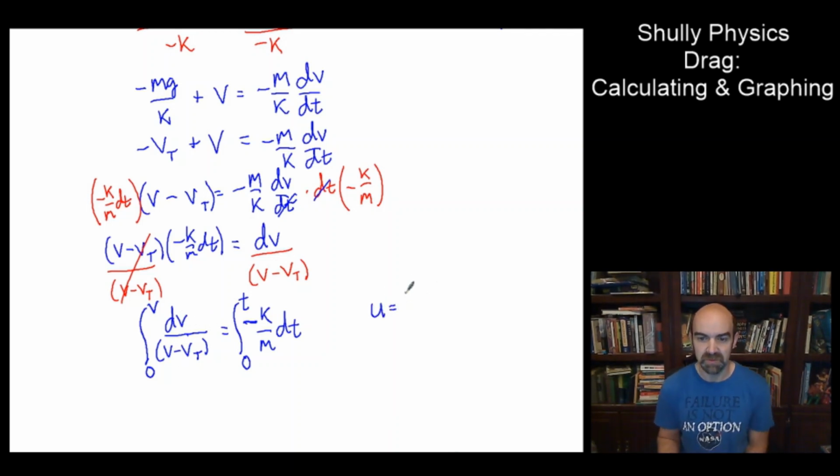Okay, but we are going to apply a substitution rule. So we substitute u equals v minus terminal velocity. This is our u substitution, and we're also going to need to know what dv is equal to. So if u is equal to that, we take the derivative of this expression on this side is du, and the derivative of v is dv, and the derivative of a constant is 0. There's no change in a constant. So it's just du is equal to dv.